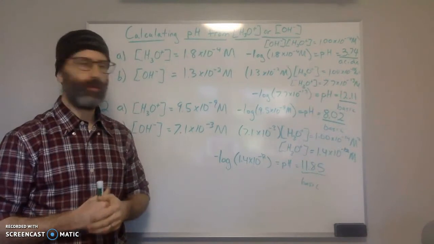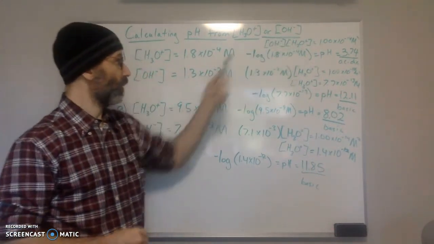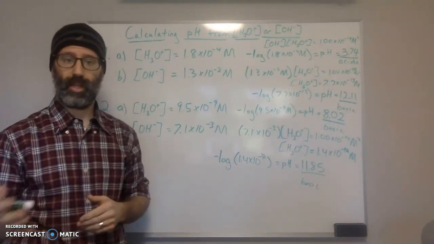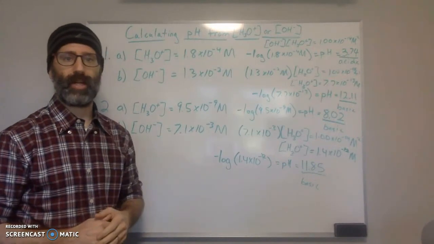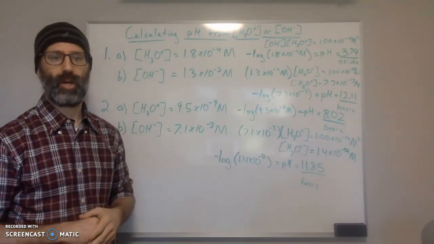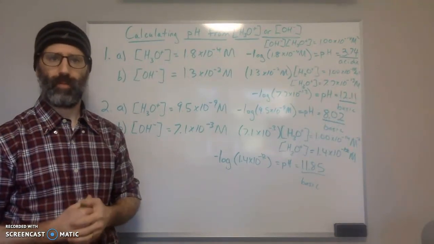So I hope this was helpful. This is showing you how you can use this equation to find either the OH concentration or the hydronium ion concentration, and then you use your negative log to find the pH.